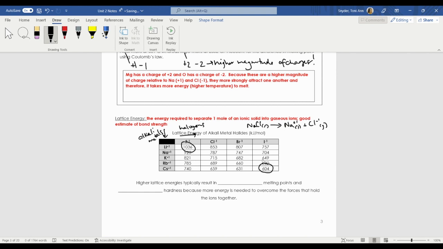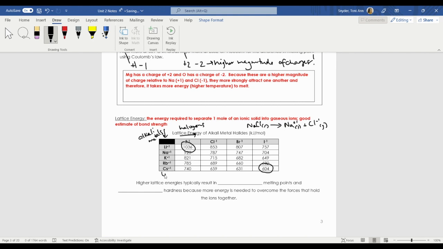This is not as a result of the magnitude of charges. This, however, is a result of how close the particles can get to one another. We know it's not because of magnitude of charges because all of these examples and combinations are all +1 and -1. So they have the same magnitude of charge. So why does cesium iodide have such a lower lattice energy than lithium fluoride?